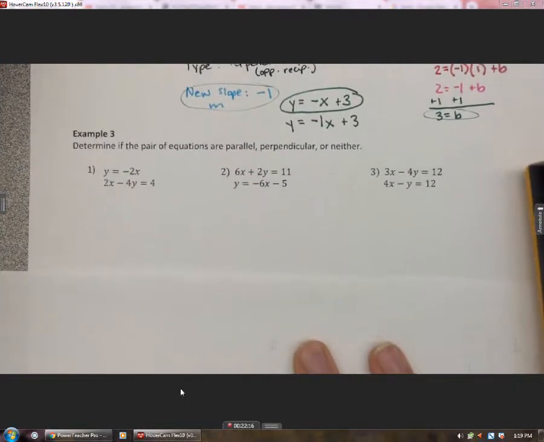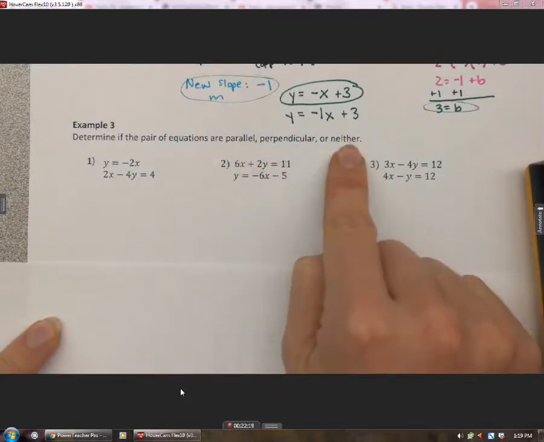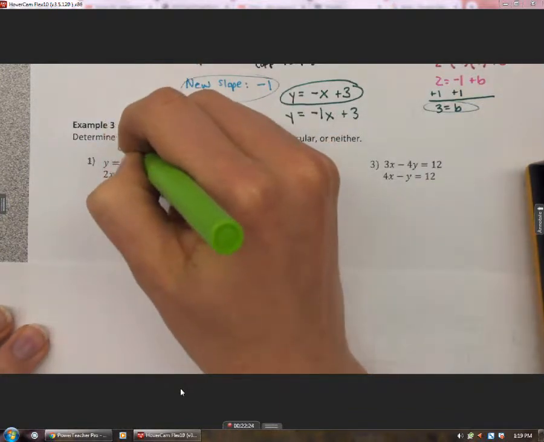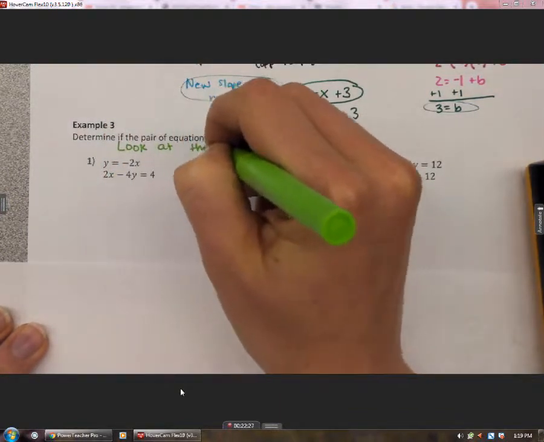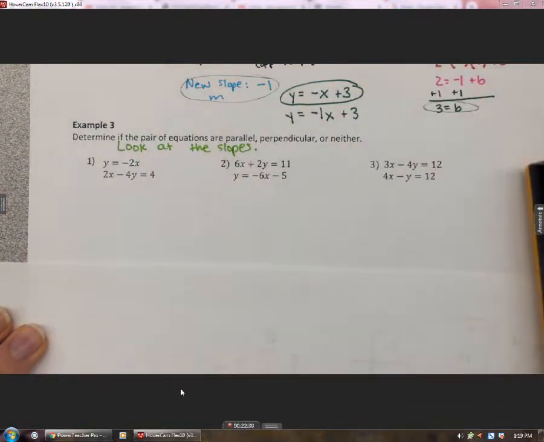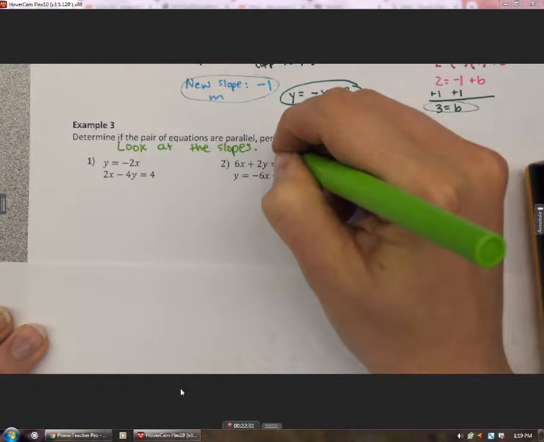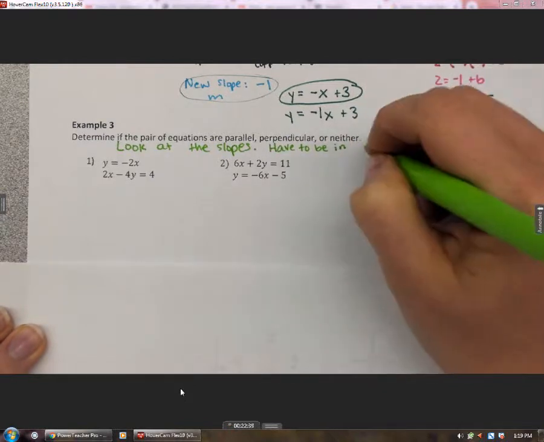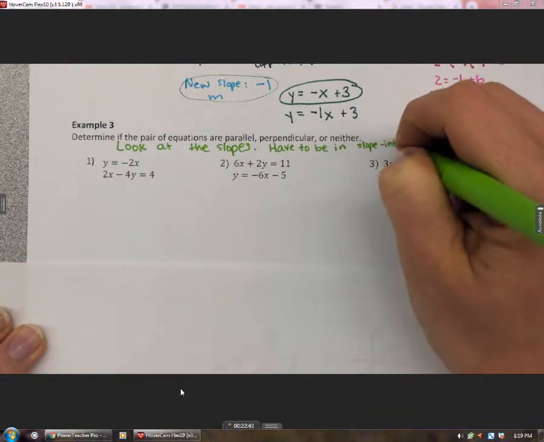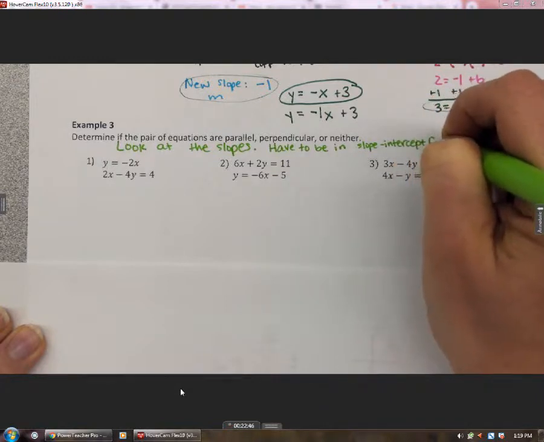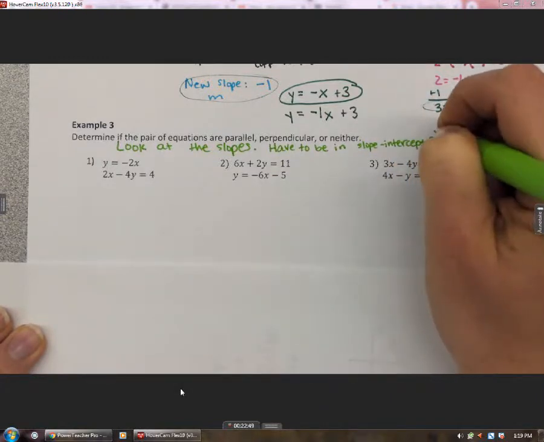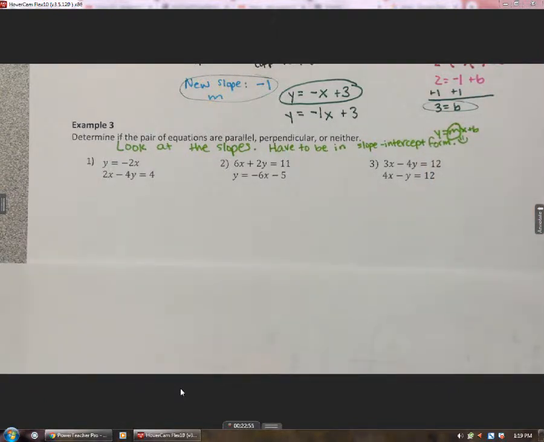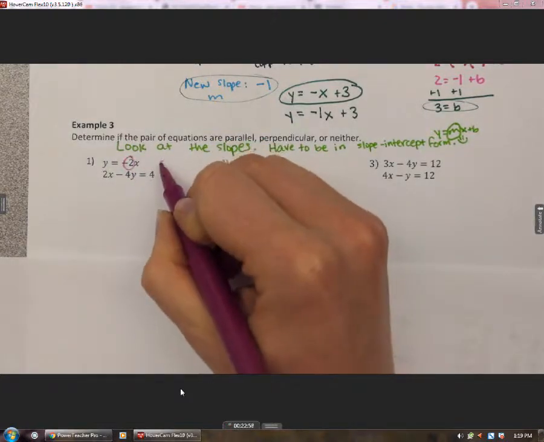Okay, you'll have some on your homework that look like this. You have to decide, are they parallel, perpendicular, or neither? Well, to decide, you have to look at the slopes. And in order to look at the slopes, they have to be in slope intercept form, like y equals mx plus b. We're looking for m. So in our first example here, our slope was -2.